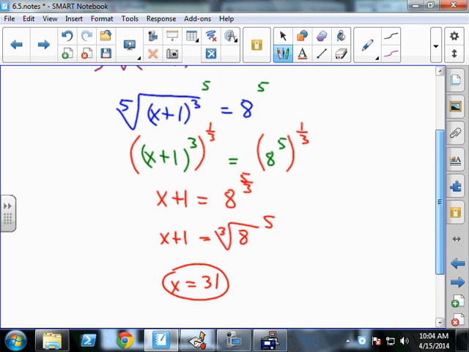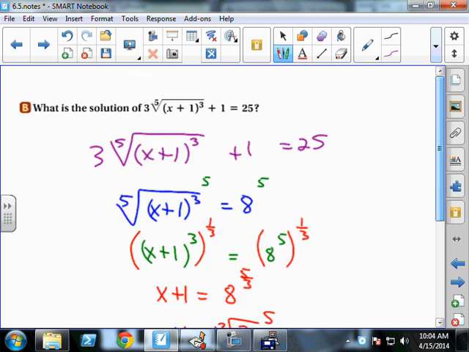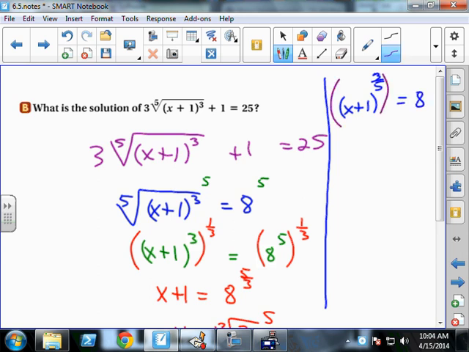Okay. Lots of different ways we could have done this one. From the onset of this problem, I could have rewritten this as x plus 1 to the 3/5 power equals 8. And then I would have exponentiated both sides to the 5/3 power. So that probably would have got me there a whole lot faster. So there's more than one way to the Eastwood Mall. This one has one solution. If we check it, 31 plus 1 is 32.